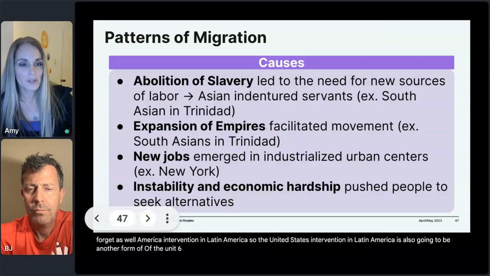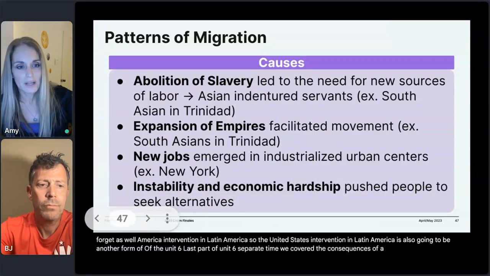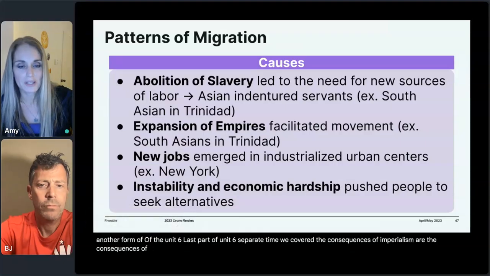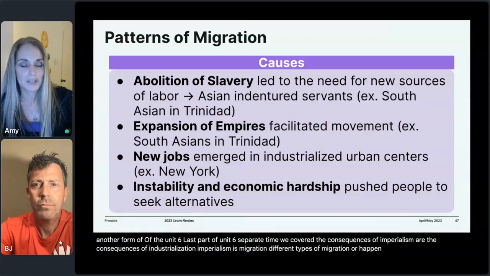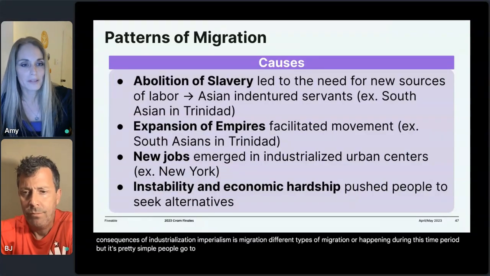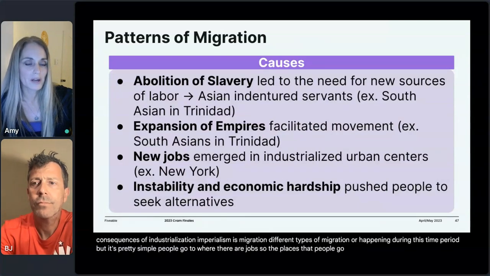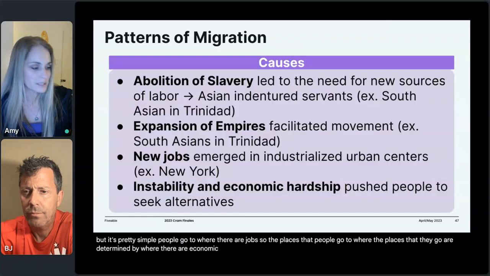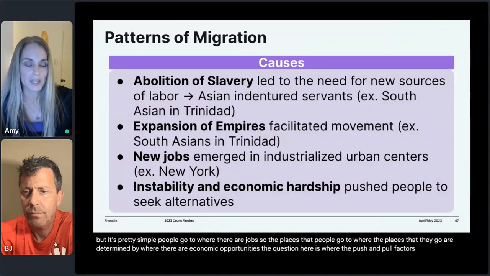Okay, the last part of Unit 6: we covered the consequences of imperialism or industrialization, and one of them is migration. Different types of migration are happening during this time period, but it's pretty simple. People go to where there are jobs. The places that people go are determined by where there are economic opportunities. The question here is, what are the push and pull factors for migration?